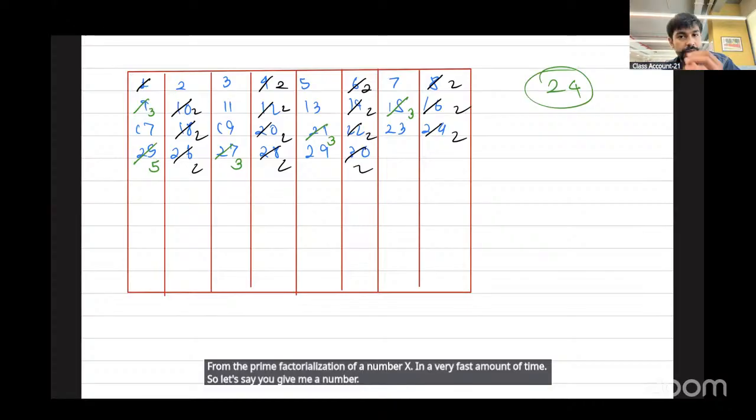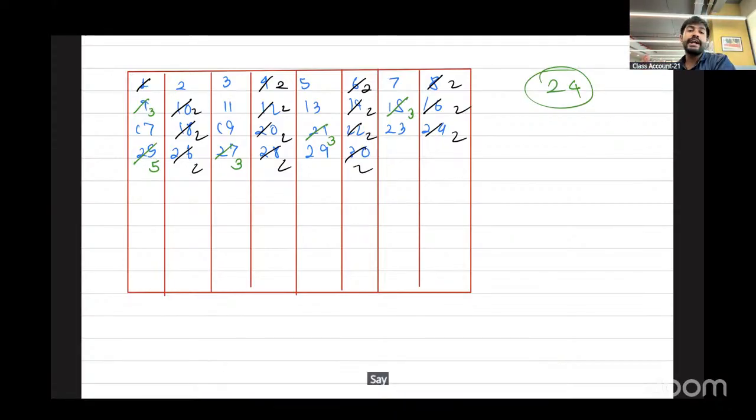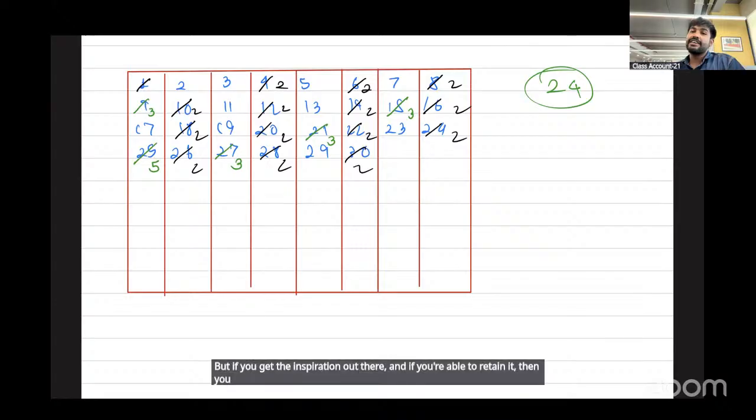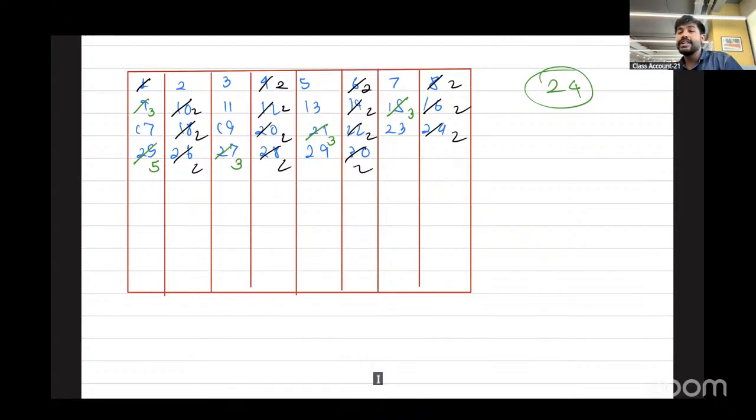I can find out the prime factorization of 24 by doing this. See this, this is an upgradation. I don't expect you to learn everything out of it. But if you get the inspiration out there and if you're able to retain it, then you might gain interest. I want to be the one who made you have interest in DSA.